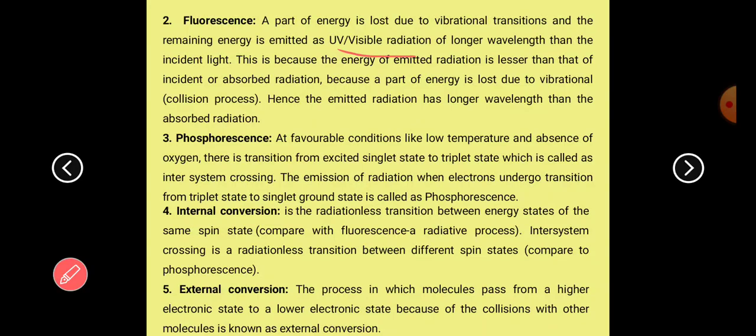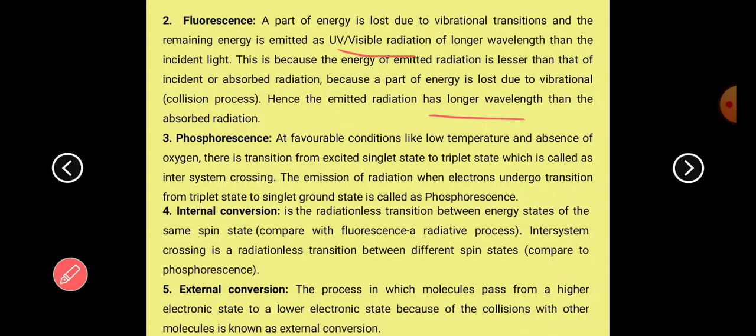Why does this occur? This is because the energy of emitted radiation is lesser than that of incident or absorbed radiation, because a part of energy is lost due to vibrational or collisional process. Hence, the emitted radiation has longer wavelength than the absorbed radiation.